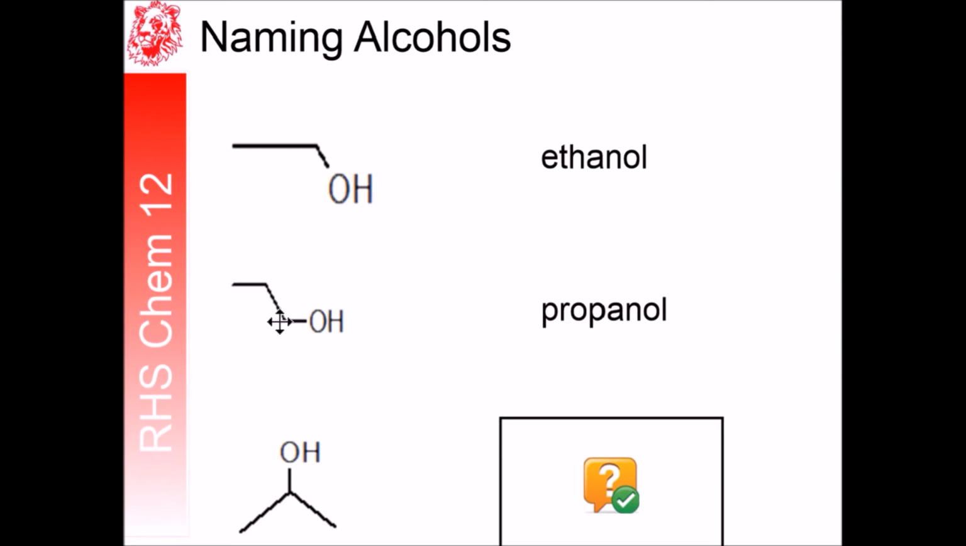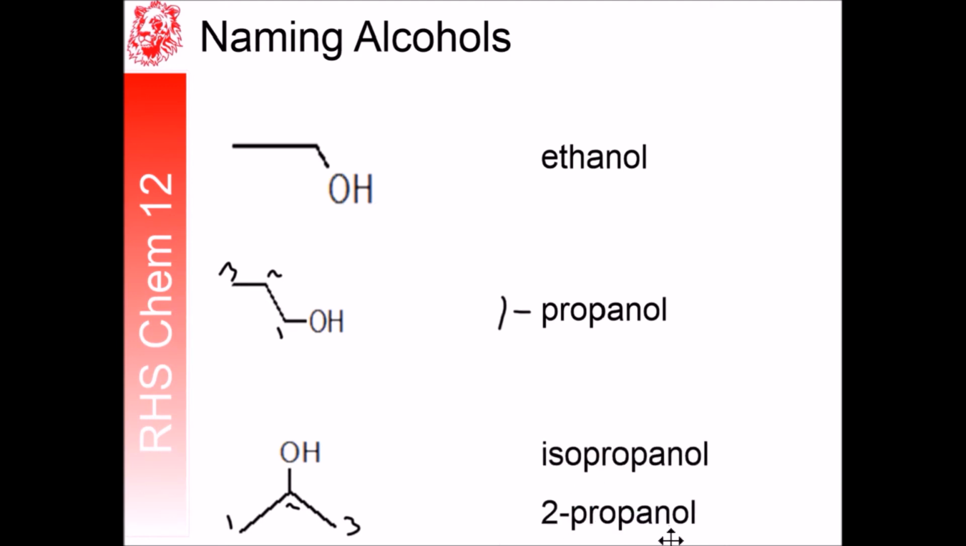Now here we have propanol. It's attached to carbon number 1, so we give the OL the smallest possible number. Here we'd have 1, 2, and 3. So this is also going to be propanol, but this is going to be 1-propanol, and this is going to be 2-propanol. However, we use it so often that we would call this isopropanol.